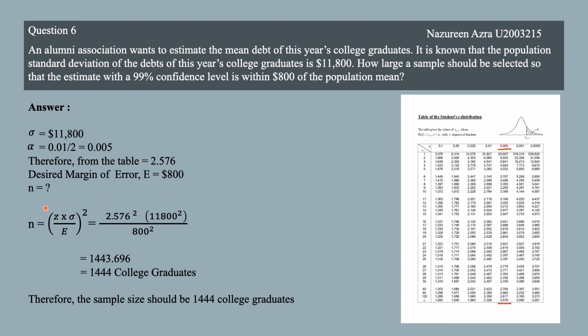Now we want to find the sample size. The sample size we can find by Z distribution times standard deviation divided by the desired margin of error, and we bracket it all and we square it all. So we put the numbers in the formula and calculate it, we get 1443.696. So we round it up, we'll get 1,444 college graduates. So in conclusion, the sample size should be 1,444 college graduates.